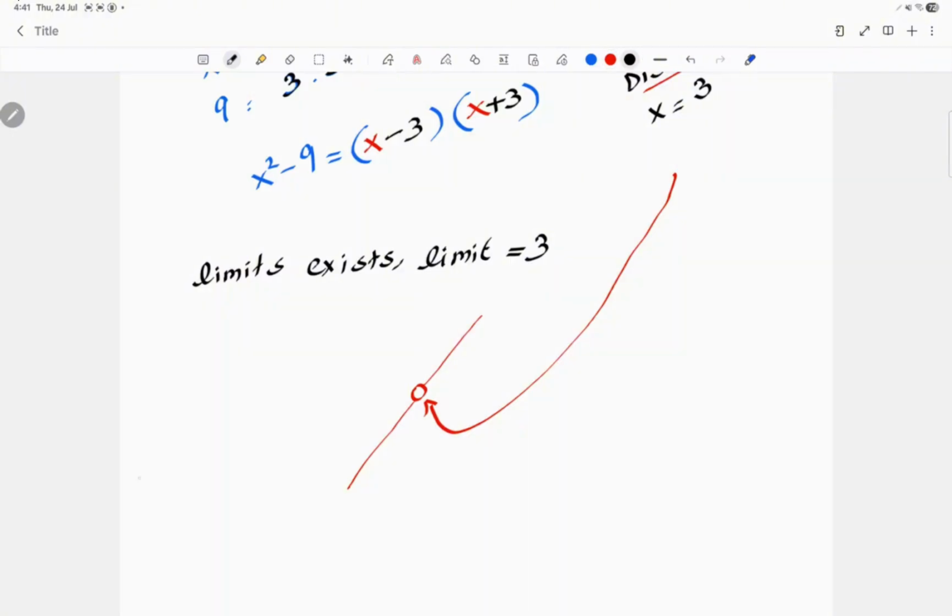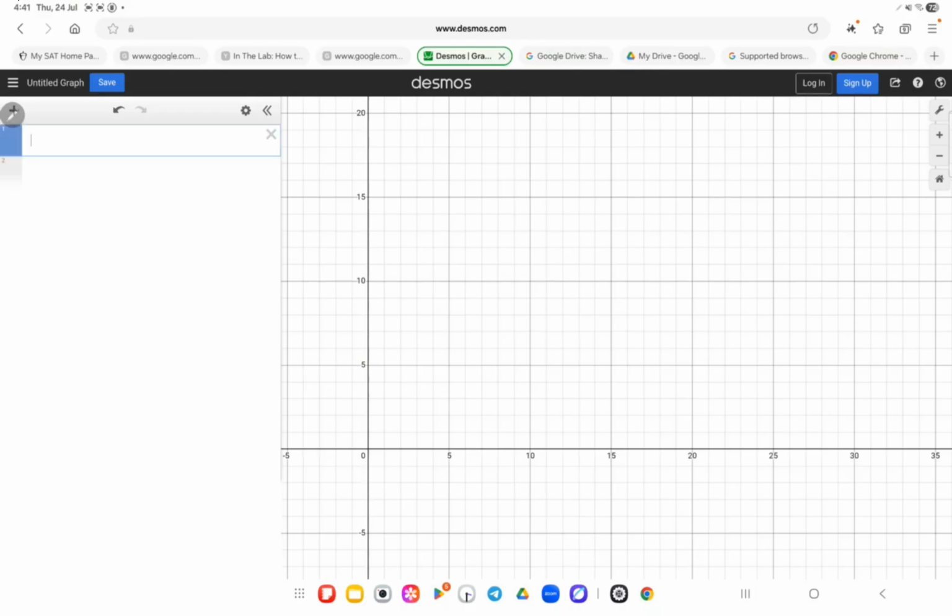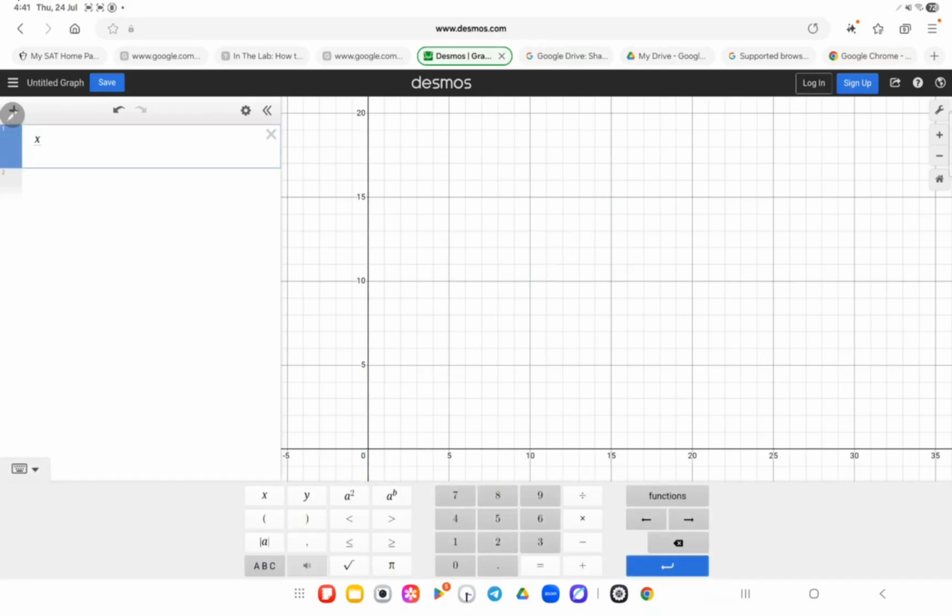But right now, if you go to Desmos and graph it, you will not see any hole. No hole is visible in Desmos. Let me show you. Let's do x squared minus 9 over x minus 3. You see, when x is 3, which is here, there's no hole.